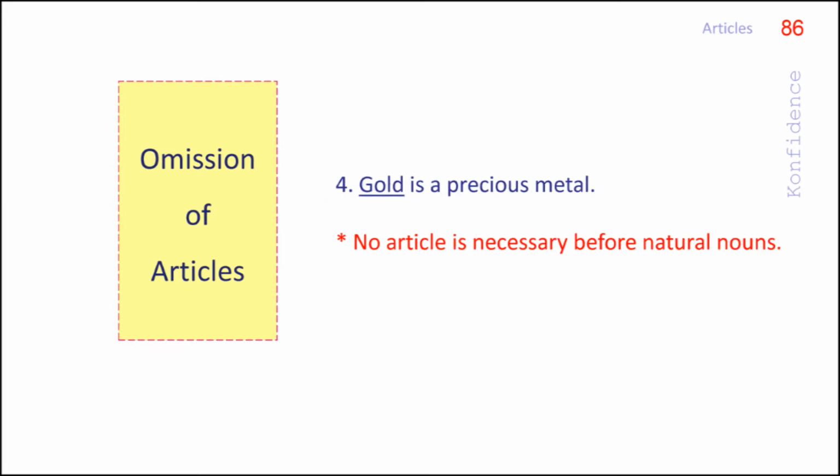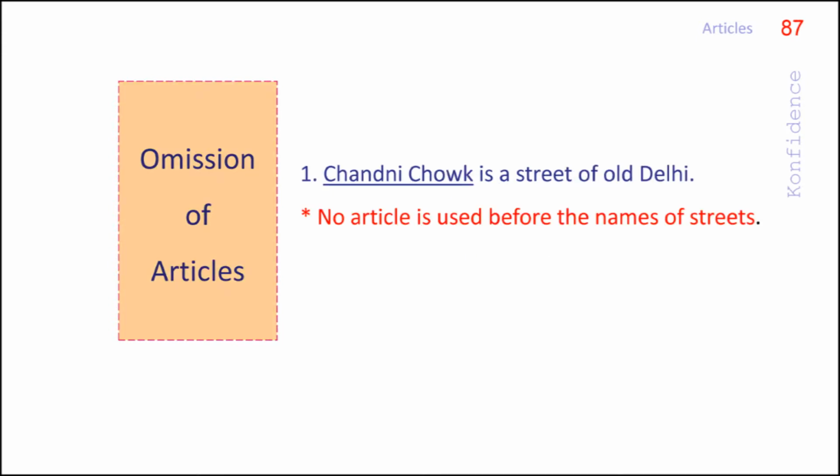Now the fourth sentence. Here the underlined word is gold. It's a natural noun. Natural nouns are things we get from nature. They are also called material nouns. Names of all metals and minerals belong to this category. As per the rule, no article is necessary before natural nouns.